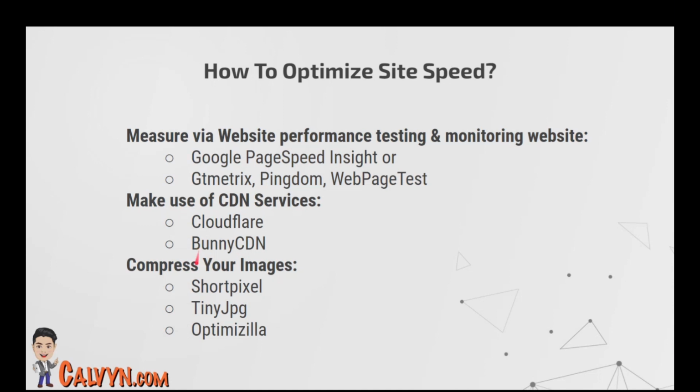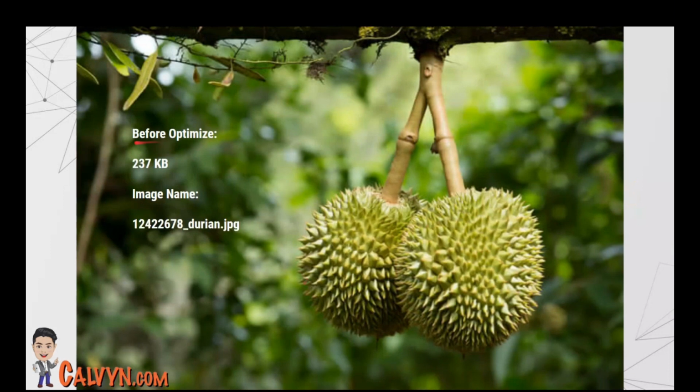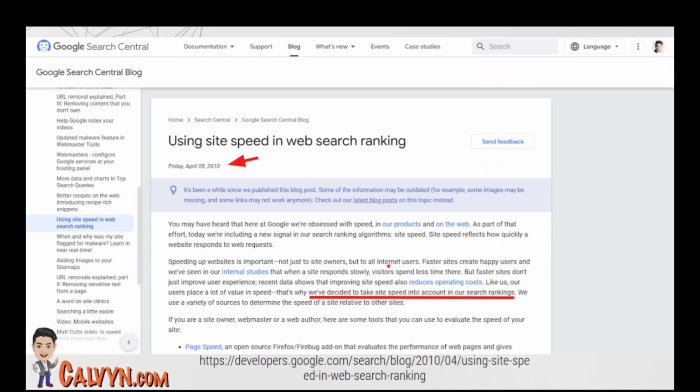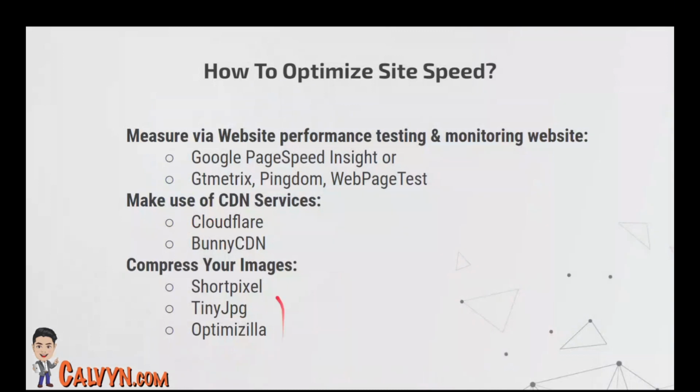To compress your images, you can use services like ShortPixel, TinyJPG, or Optimizilla. With all these services, you insert your original image and they will help you reduce it to a smaller size. For example, just now the durian one, I inserted this image at 233 KB. After that, this type of service will help me optimize it to become a smaller size, so I can use this image for my website, right? So this is the service you can jot down so that you can use it from there.